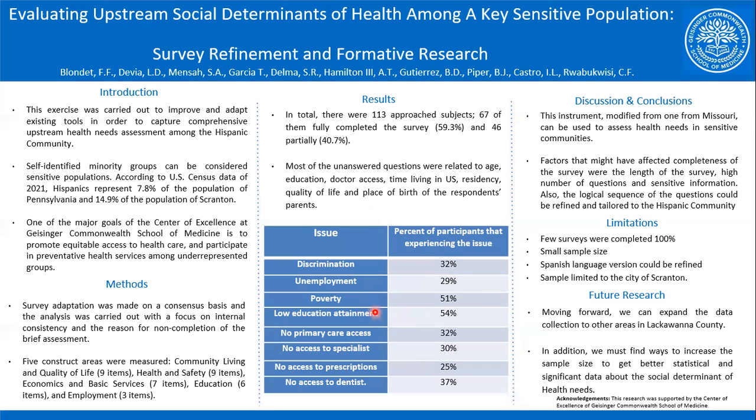This data shows that the living experiences of our participants are less than ideal and could pave the way to the maintenance of health care disparities. Also, from the data, you can see that the lack of education could be the principal social determinant that is maintaining the disparities in these communities. Some factors that might have affected completeness of the survey were the length of the survey, the high number of questions, and sensitive information. Also, the logical sequence of the questions could be refined and tailored to the Hispanic community.